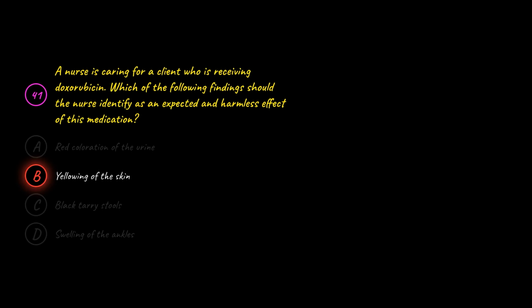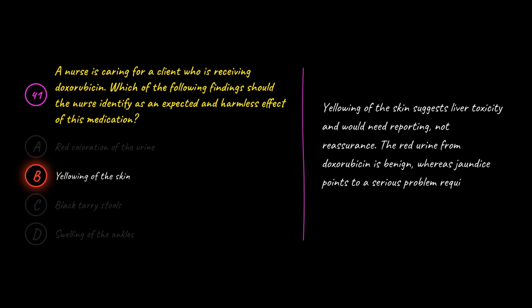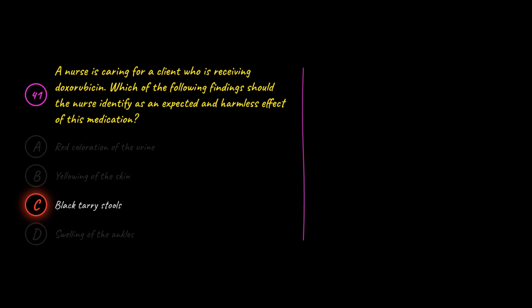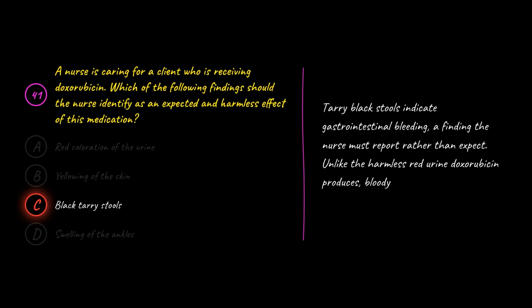B is wrong because yellowing of the skin suggests liver toxicity and would need reporting, not reassurance. The red urine from doxorubicin is benign, whereas jaundice points to a serious problem requiring evaluation of liver function. C is wrong because tarry black stools indicate gastrointestinal bleeding, a finding the nurse must report rather than expect. Unlike the harmless red urine doxorubicin produces, bloody stools signal a complication that demands prompt attention.